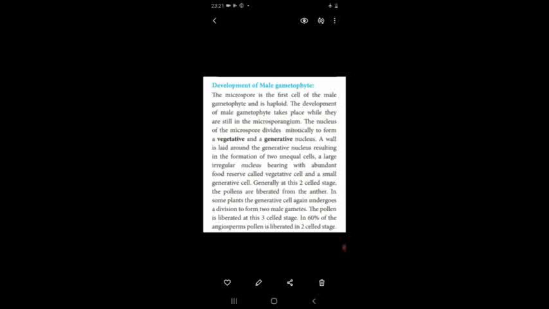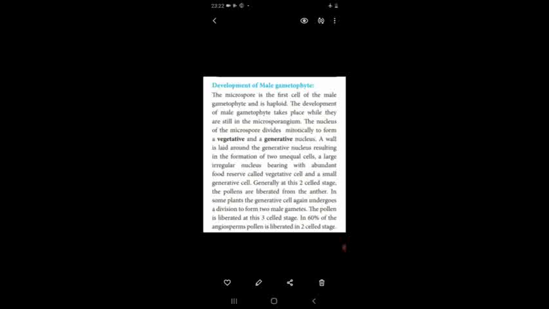The nucleus of the microspore, that means the microspore having the n number of chromosomes, that is haploid. Haploid means how many nuclei are there? Only one nucleus. That's why the next line is given: the nucleus of the microspore undergoes mitotic cell division to form two cells. One is the vegetative cell, another one is the generative cell, or it may be the nucleus. Vegetative nucleus or generative nucleus.